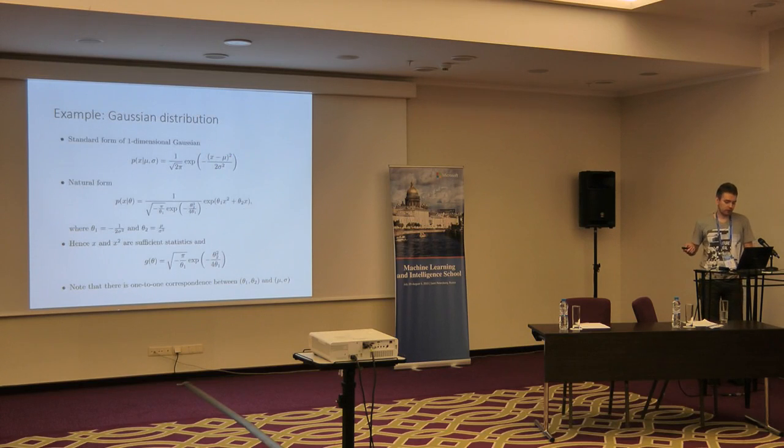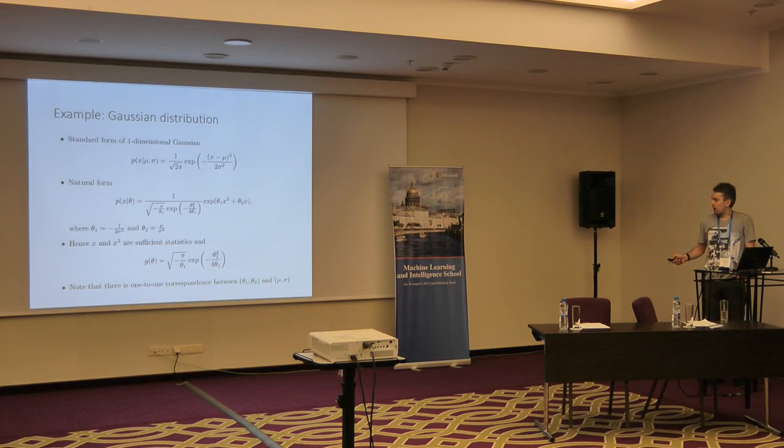And just as one example, let us show that the one-dimensional Gaussian distribution really belongs to the exponential class of distributions. This is the standard form of how we write down the one-dimensional Gaussian distribution. From this form, it is not obvious that it belongs to the exponential class. But if we denote minus 1 divided by 2 sigma squared as theta 1 and mu divided by sigma squared as theta 2, we may rewrite it as follows. And this is exactly the form of the exponential class of distributions.